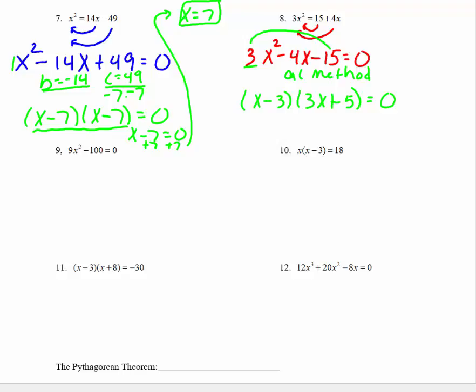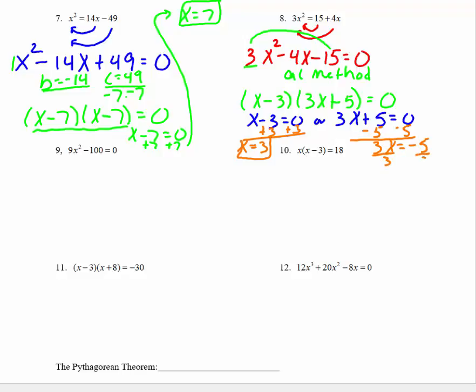So then I'll set each factor equal to 0. So x minus 3 should equal 0, or 3x plus 5 should equal 0. And then I'll solve each individual equation. I'll add over the 3, so that gives me x equaling 3. On the other equation, I'll subtract over the 5 first. I'll get 3x equaling negative 5. Divide by 3 on both sides, so x would equal negative 5/3. You can leave them separated, or you can put them together as an answer. So my answers would be x equaling 3 and negative 5/3.